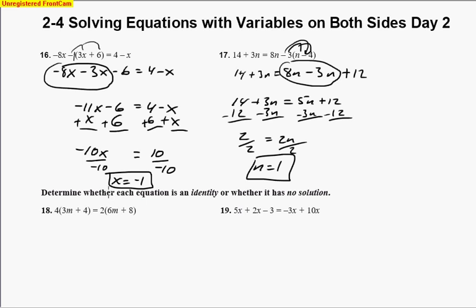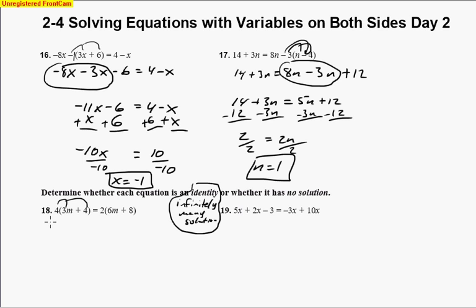Look at the next type. It says determine whether each equation is an identity or whether it has no solution. Identity means that there are infinitely many solutions. That tells us that you could put any number in place of the variable and you'll have a true answer. No solution means you cannot put any number in for the variable, because it just doesn't equal.